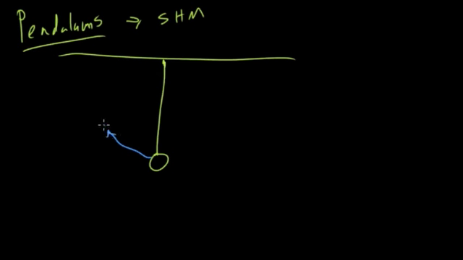to here, and we let it go, it's going to go past this, probably to over here somewhere. And then kind of go back and forth and swing like that. Okay?